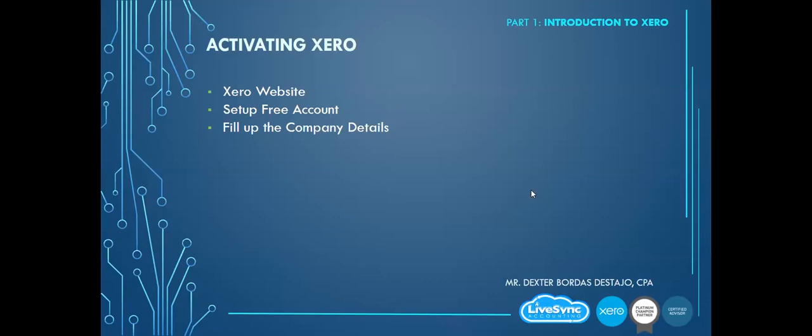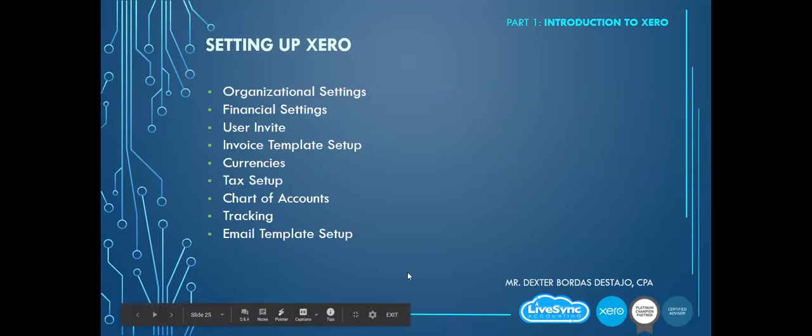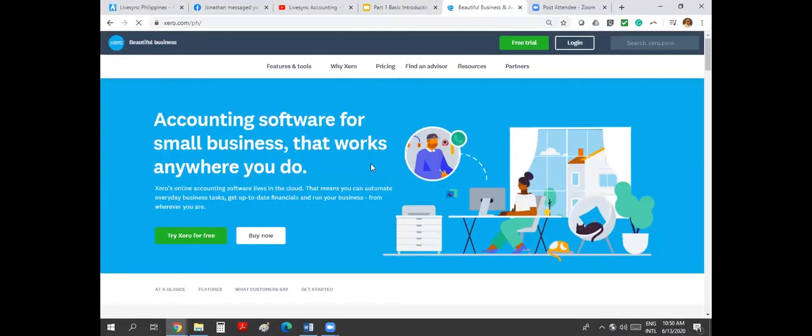Okay, now let's start with activating Xero. When we are going to activate Xero, you need to go to the Xero website and create a free trial, and then input initial company details. What I'm going to do right now is show you a step-by-step process on how you can set up your first Xero organization.